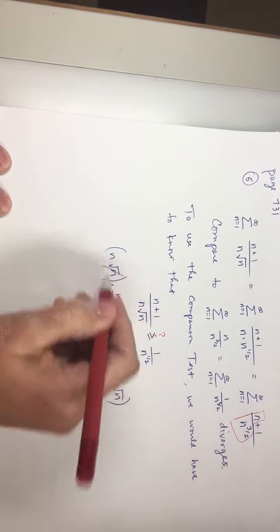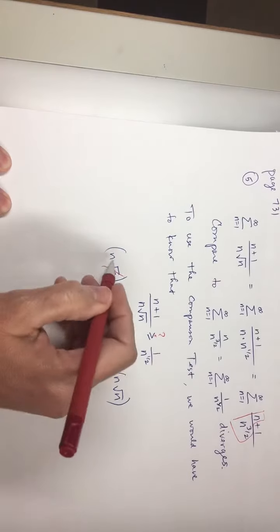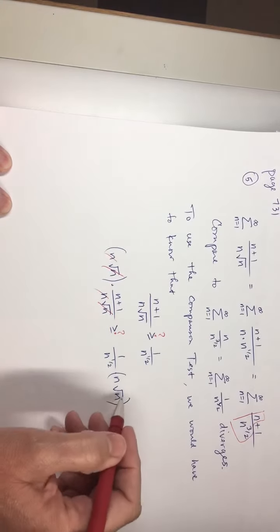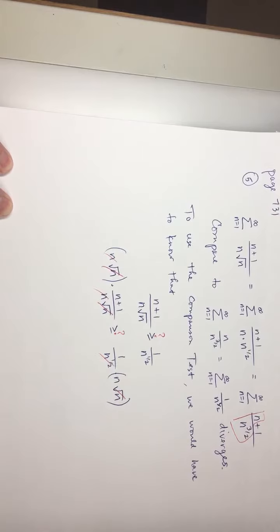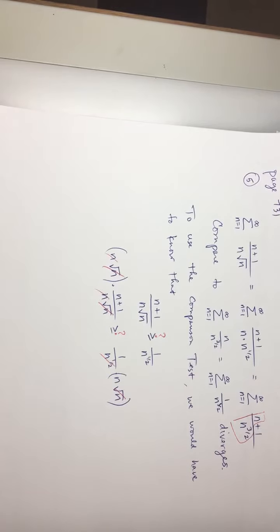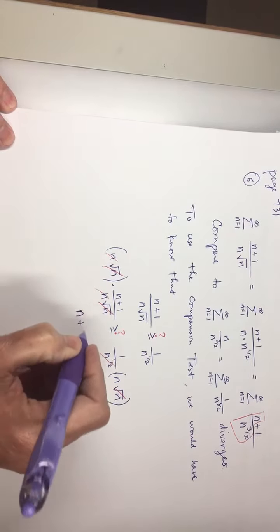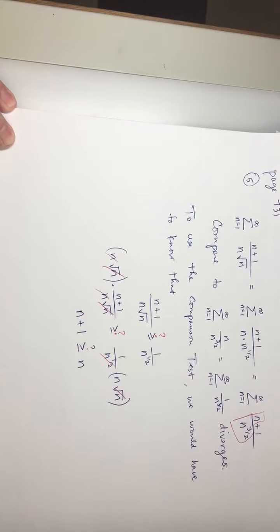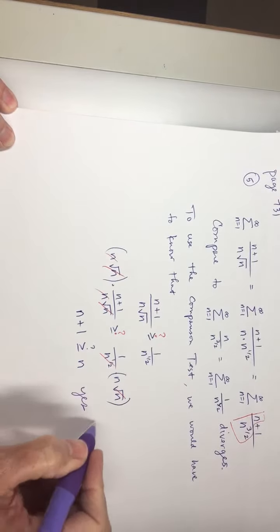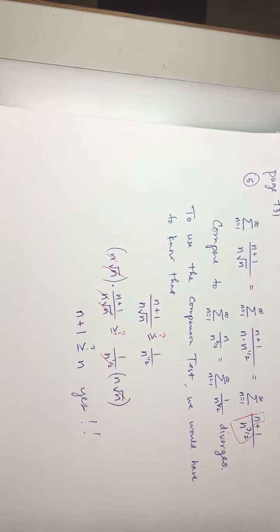On the left side, these reduce. Oh, and the n reduces. And here, these reduce. So this is what I end up with. Here's the question. Is n plus 1 greater than or equal to n? Yes. So I have the inequality I need to use the regular comparison test.